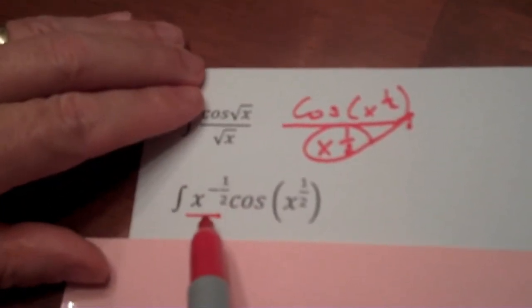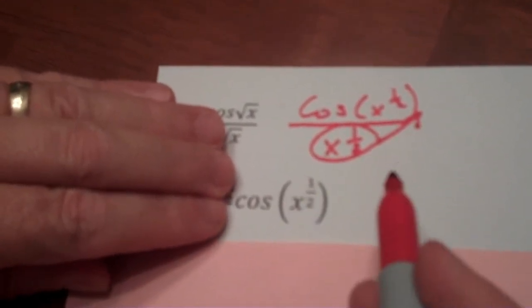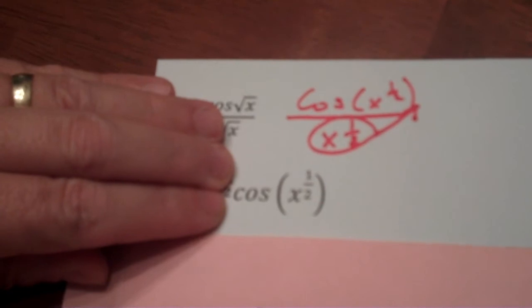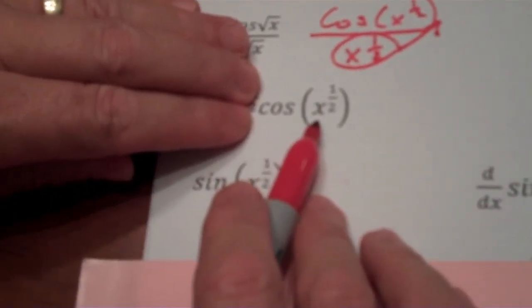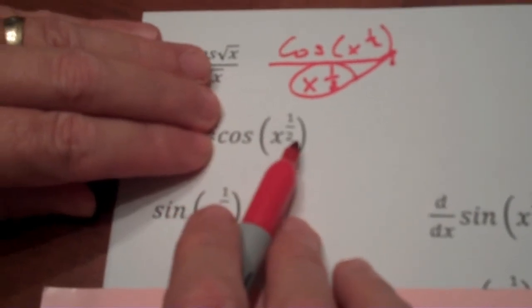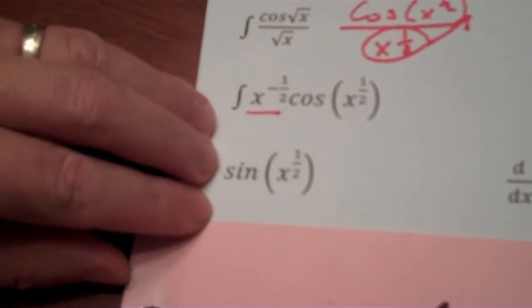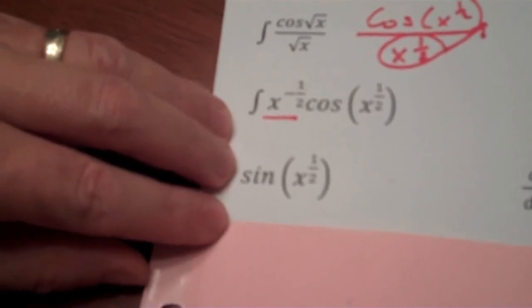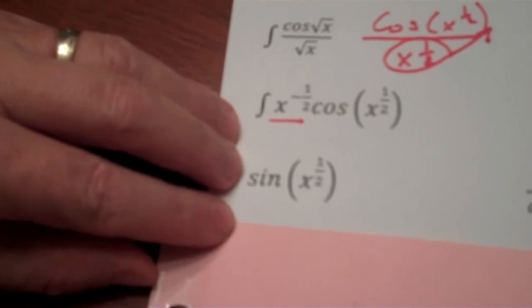Remember, this will just magically appear later, and I'll deal with any adjustment in any coefficient at the end of the problem. So, let's talk about the cosine of x to the 1/2. The integral of cosine of x to the 1/2, frankly, is the sine of x to the 1/2. Now, once again, I know you're going to have to do times the derivative of what's inside, so let's check it out and see what happens.